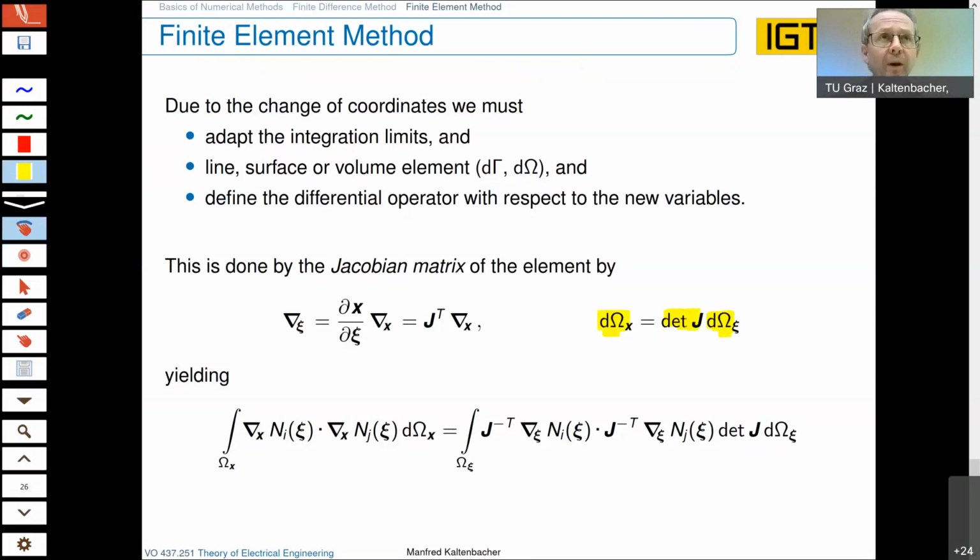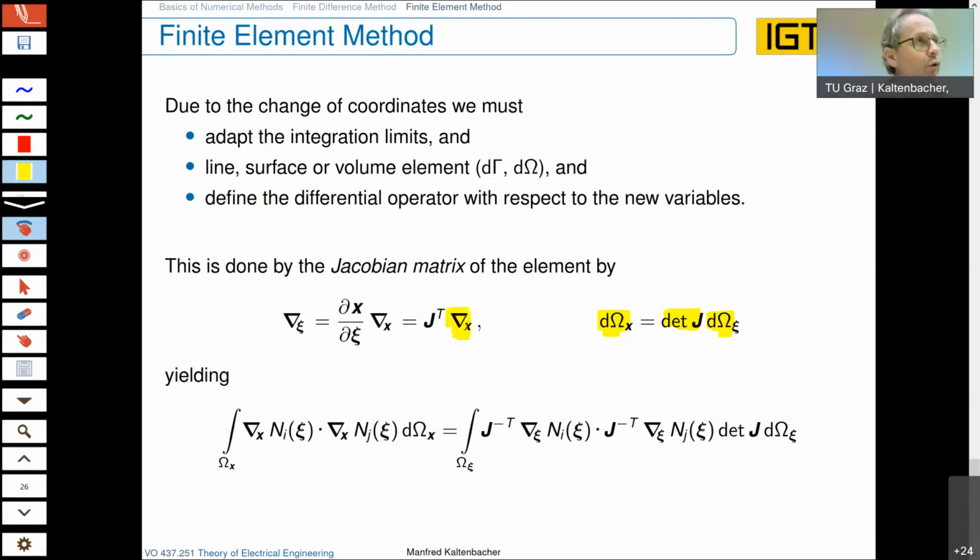In 1D, the Jacobian matrix is a 1-by-1 matrix. But if you have a two-dimensional integral and you do a transformation of your variables, then we already have a 2-by-2 matrix. The more complicated thing is, actually, we know we have the nabla operator with derivatives with respect to x, y, and z.